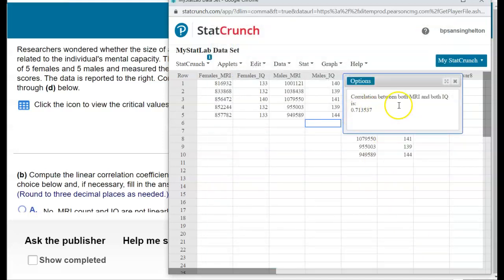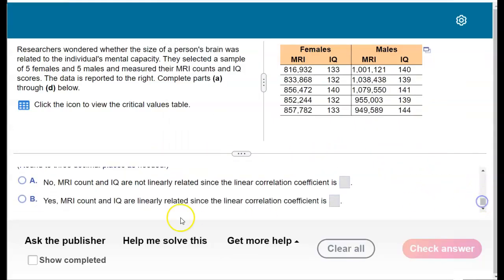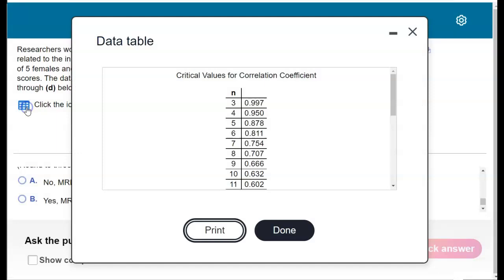And here is the correlation coefficient between the MRI and the IQ for both the women and the men put together. So it's 0.71, we have to go to 3 decimal places, 0.714. Now the question is, does that mean they are linearly correlated or not? In order to determine that, we need to look at this critical value table here.